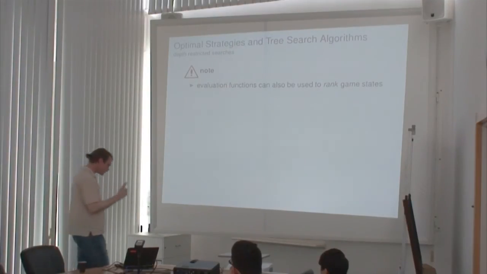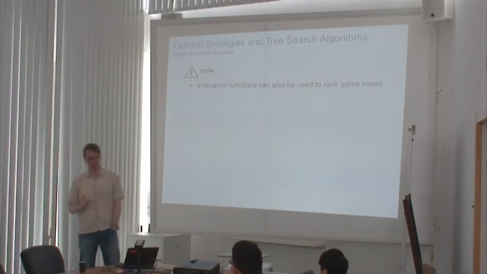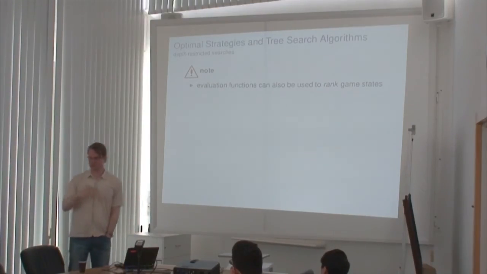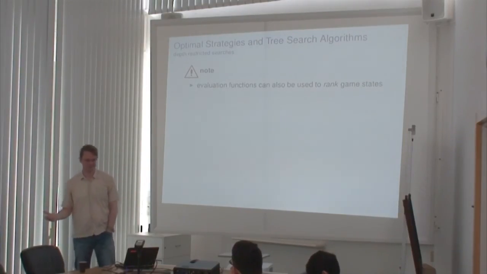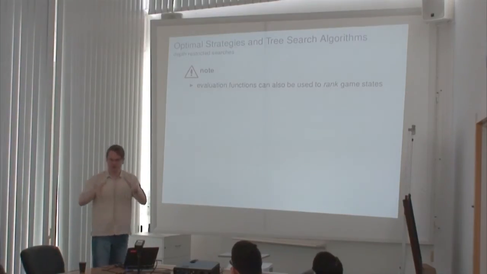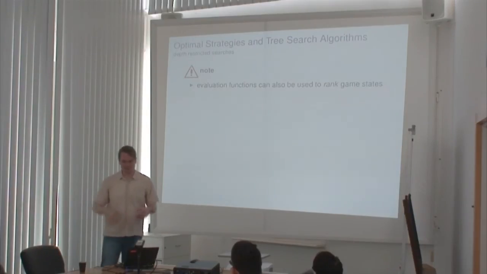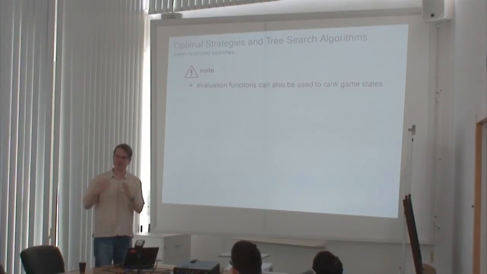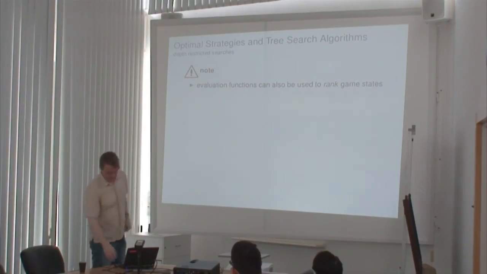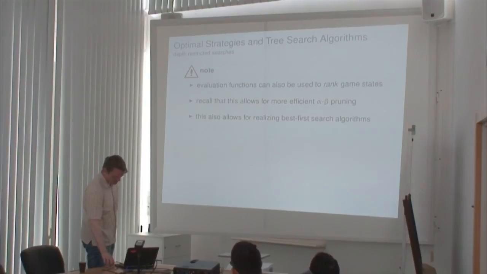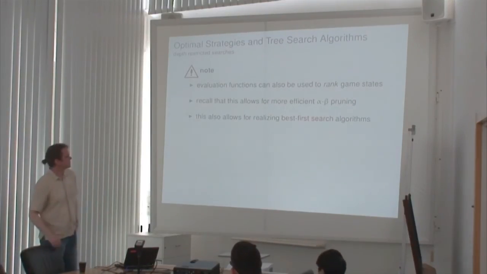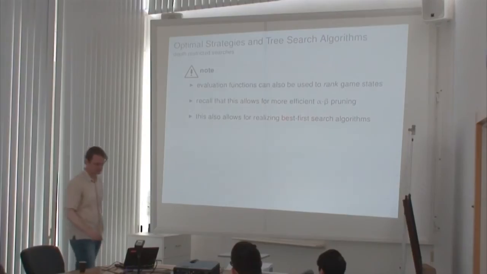And here's the kicker. If we have good evaluation functions, we can of course use them to rank successor nodes. And then we can efficiently prune. Right? Now we do not have to go down to the level of the leaves of the game tree anymore, but we assume a good evaluation function, and that allows us to rank successor nodes according to quality, and then we can prune the ones that are not so interesting to us. So, it allows for more efficient alpha-beta pruning. And that would also allow us to realize best first search algorithms, but we will talk about that later on.